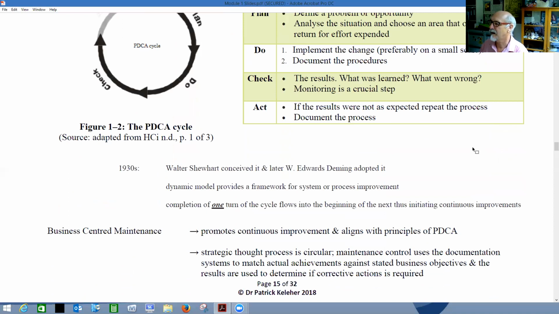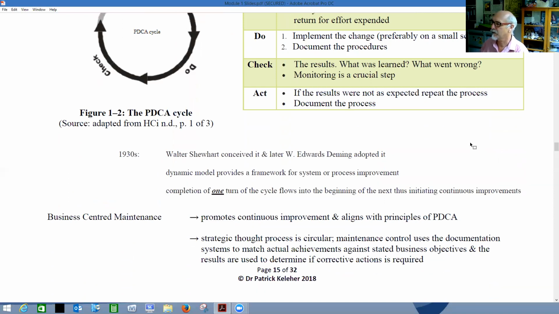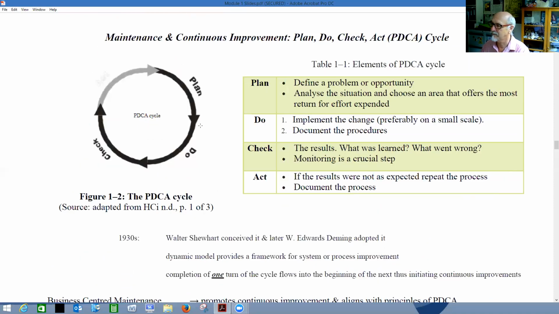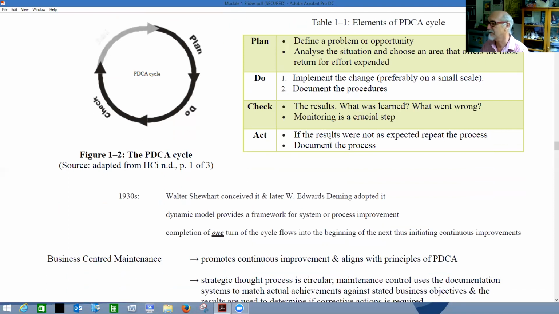It was conceived by Shewhart. It is a dynamic model that provides a framework for system or process improvement. Completion of one turn of the cycle flows into the beginning of the next, thus initiating continuous improvement. So the idea, of course, is that this is a cycle. It's not a one-off. You don't plan, do, check, act, and then stop. You've got to cycle back through again to continuously improve what you're doing.